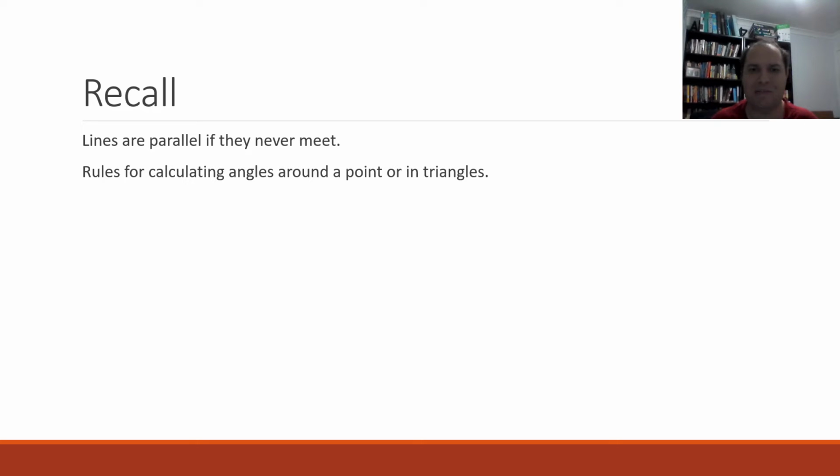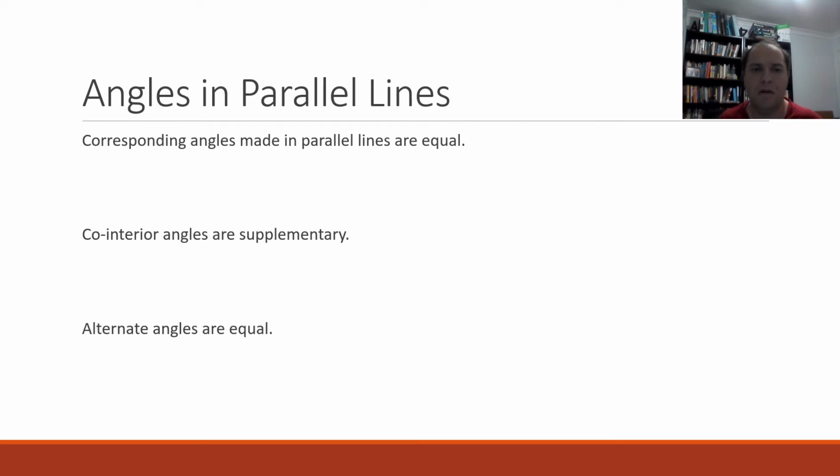Alright, so a few things to recall. Parallel lines, parallel just means the lines never meet. Usually we denote that with arrows on the ends there to show that they're parallel. And it's also worth remembering, students, some of our rules around calculating the angles around points or triangles that we've covered in previous lessons. Alright, so we've got three rules we're looking at in this lesson.